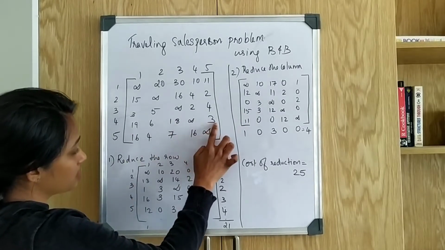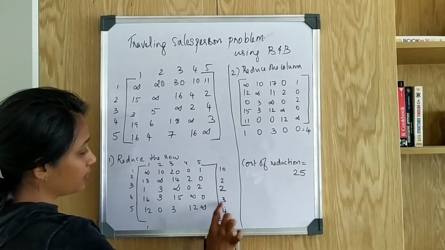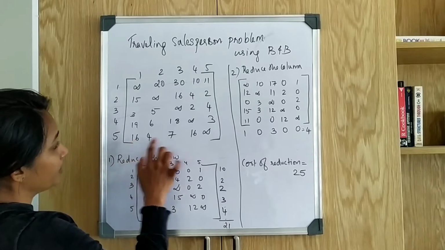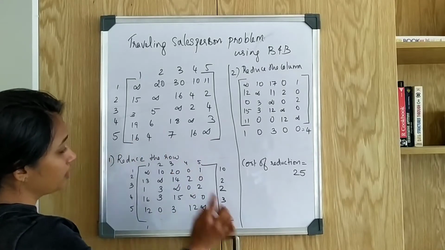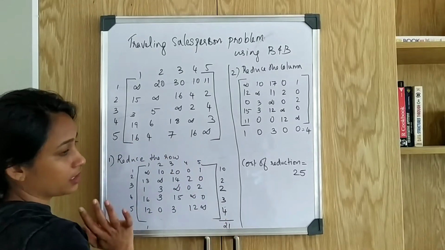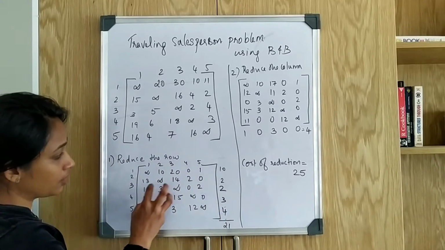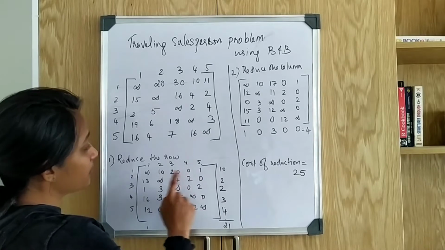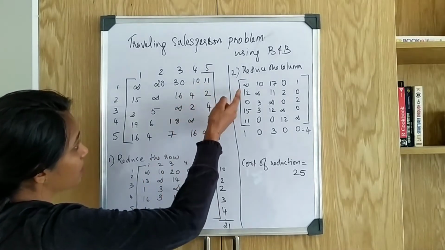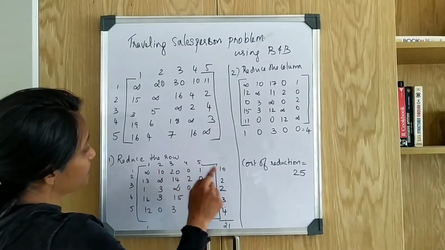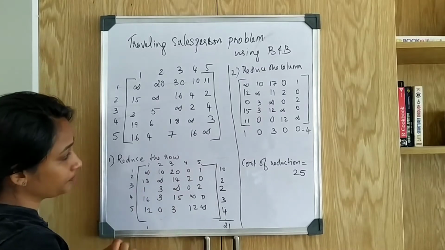Next minimum cost is 3. Take 3 out and reduce it by subtracting. Next, the minimum cost is 4. So take 4 out and subtract. So this is the row reduction method. You've reduced the rows, taking all the minimum weights outside, and then subtracting from each and every weight.